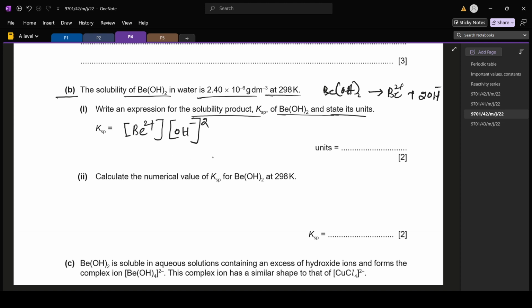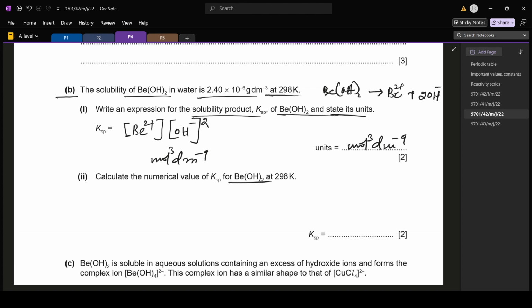And state its units. The units will be mole cubed per dm cubed to the power minus 9. Because the concentration is in mole per dm cubed, the square will make it mole squared dm to the power minus 6, and it will multiply with mole per dm cubed, so it will be mole cubed dm to the power minus 9. So these are the units. Next, calculate the numerical value of Ksp.